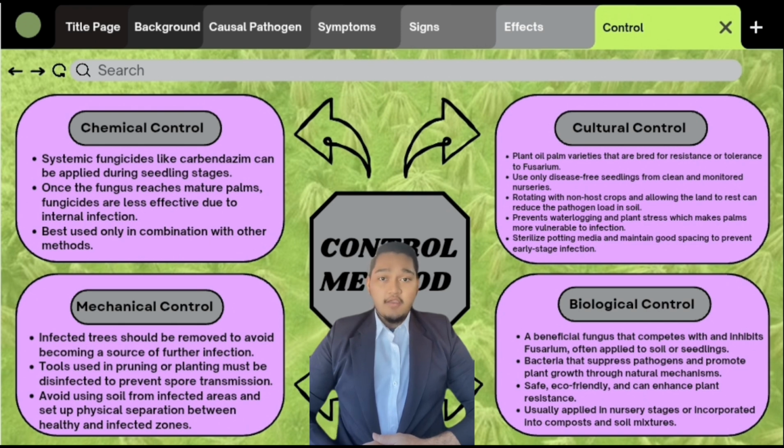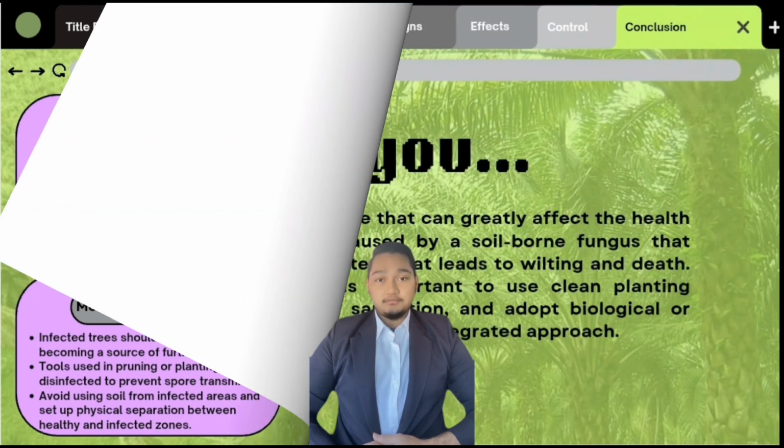And lastly, we have biological control. Biological control uses good microbes to fight the bad ones. One good fungus is Trichoderma, which can kill or stop Fusarium from growing. We can apply it in the nursery or in the field. Some bacteria like Pseudomonas and Bacillus can also help. These microbes are safe and natural ways to reduce the disease.